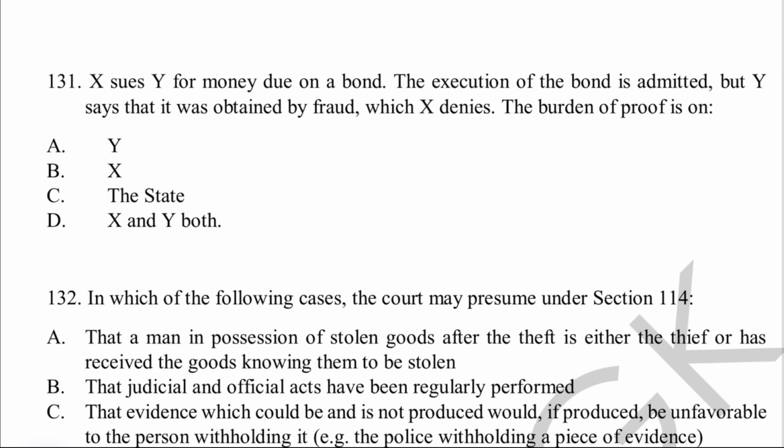Question 131. X sues Y for money due on a bond. The execution of the bond is admitted, but Y says that it was obtained by fraud, which X denies. The burden of proof is on whom? X, Y, the state, or X and Y both? It is on Y. Option A is the correct answer. And it is which section? Burden of proof, section 102. And this is basically illustration B of that section.